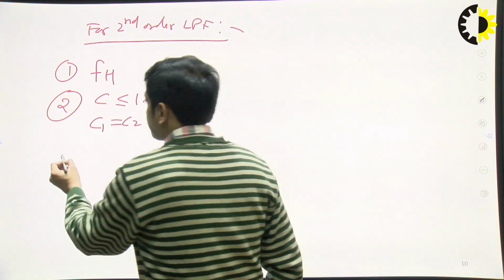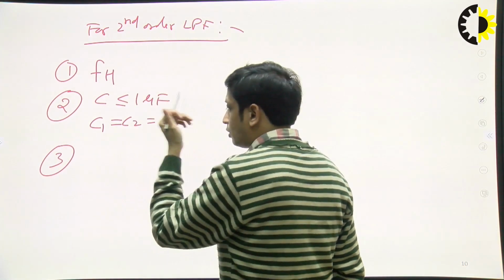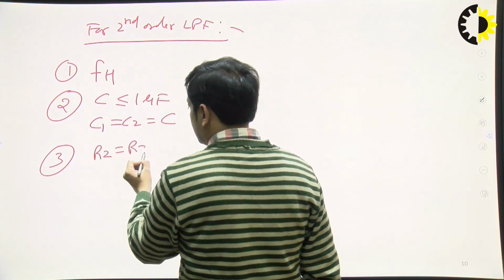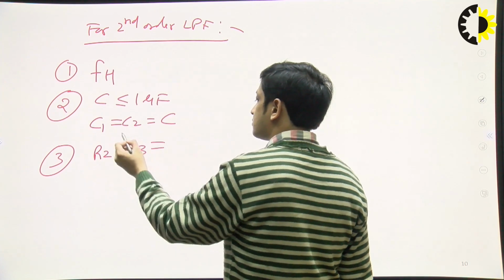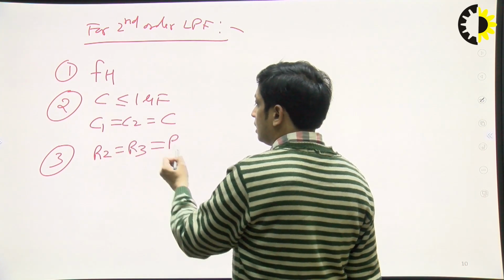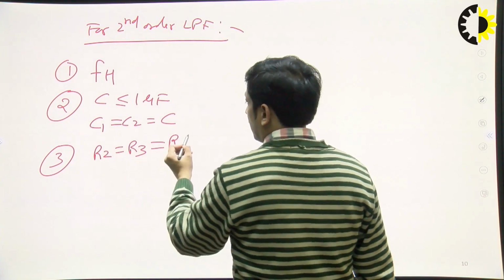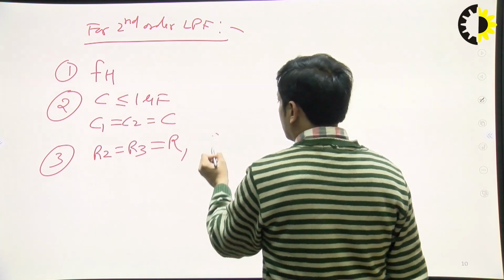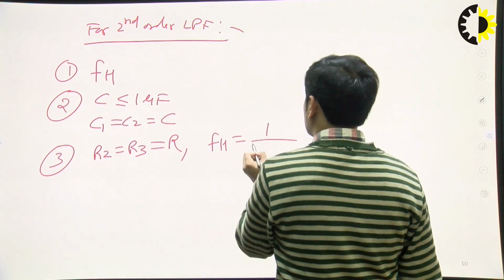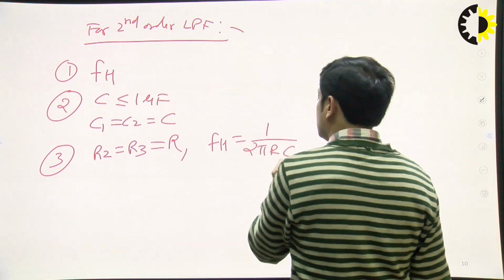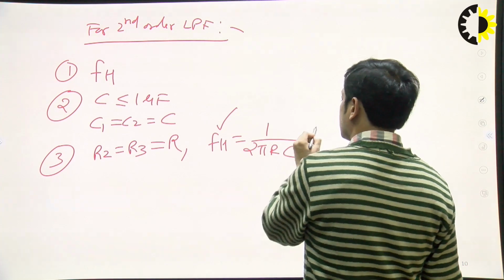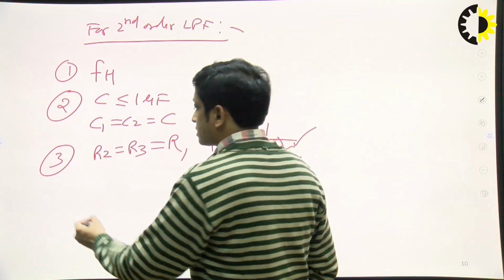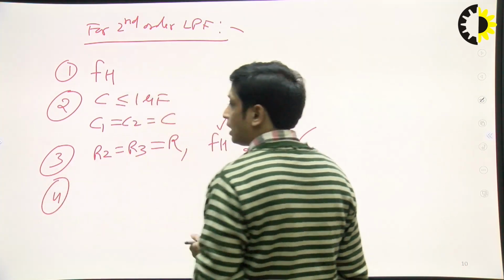Step 3 is find out the value of resistors, and there are 2 resistors, R2 and R3. Again, for mathematical simplification, we are taking R2 equal to R3 equal to R. By taking C1 equal to C2 equal to C, and R2 equal to R3 equal to R, we again get the cutoff frequency equation as 1 upon 2 pi RC. Now FH is given, C you have taken, so you can calculate the value of R, that R is equal to R2 equal to R3.